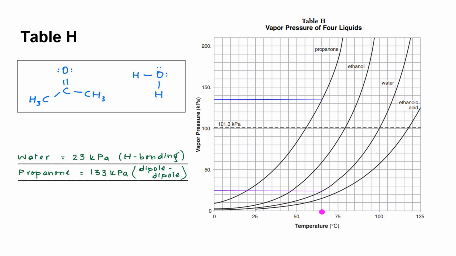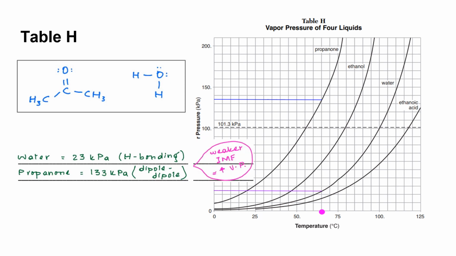However, something that you want to keep in mind is that water has that bond between hydrogen and oxygen. So that means it's going to have hydrogen bonding. Comparatively, propanone is only going to have dipole-dipole attractions. So remember, hydrogen bonding is much stronger compared to dipole-dipole interactions. So what do we notice here? Because water has stronger intermolecular forces, that kind of explains why the vapor pressure of water is much lower.